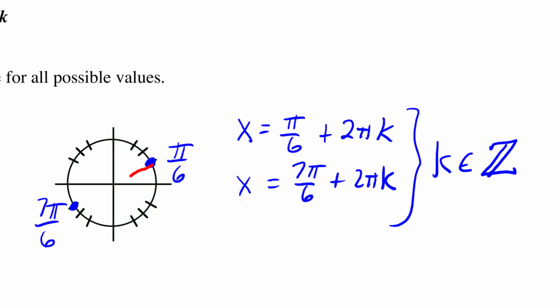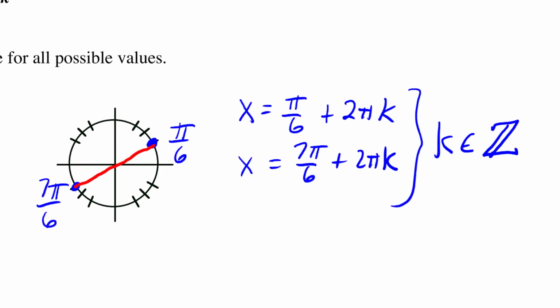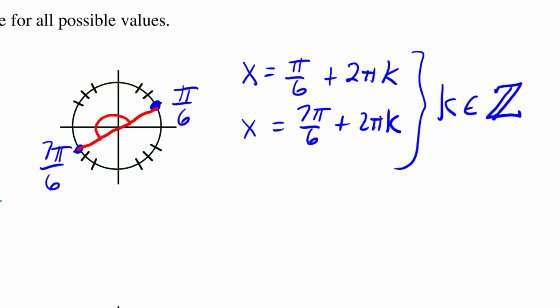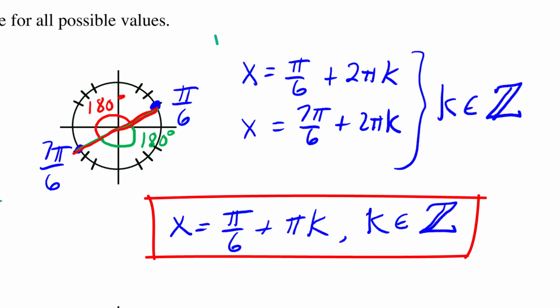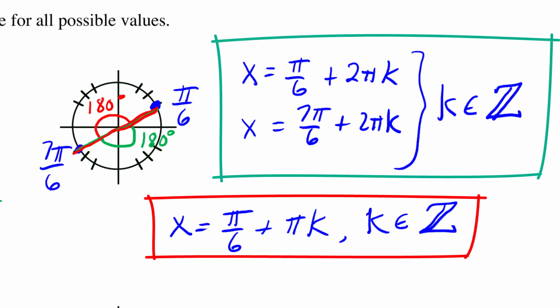But because these values, pi over 6 and 7 pi over 6, are on opposite ends of a diameter, they're 180 degrees apart, or we could say they're pi radians apart, we can abbreviate this solution set as x equals just pi over 6 plus pi k. K is an element of Z. Again, both techniques are valid, so both solution sets work, but it's nice to be able to abbreviate whenever possible.